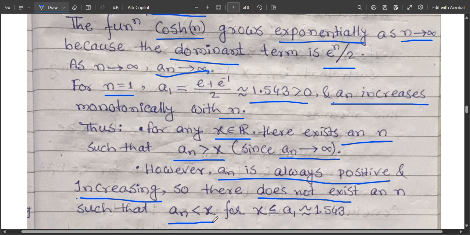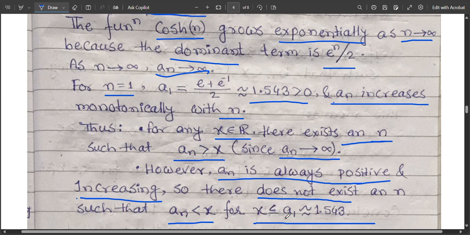So that n will be less than x, and x is from the real numbers. And for x, x is less than or equal to a1, and that is 1.543. So here they have taken the minimum value of a, that is a1, 1.543, and x is less than or equal to that. They have taken x less than a1.